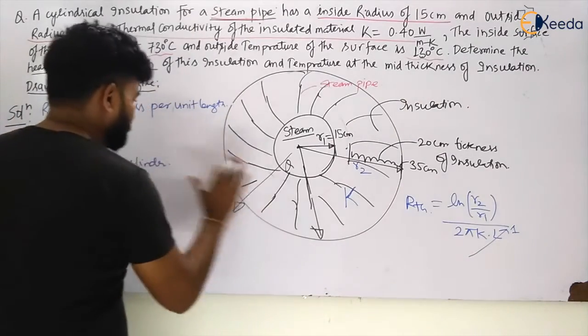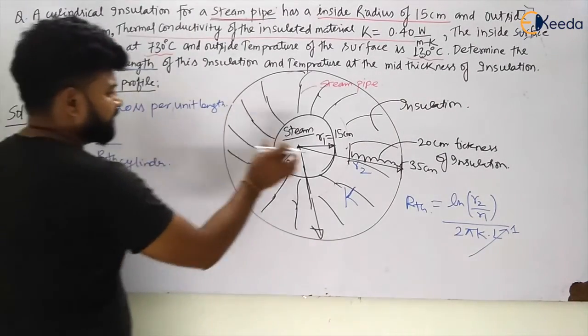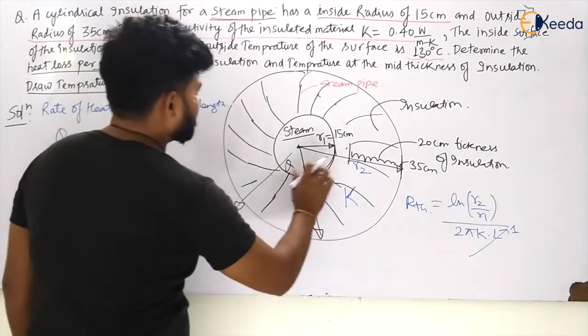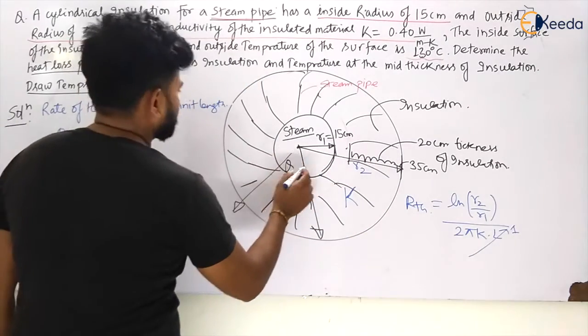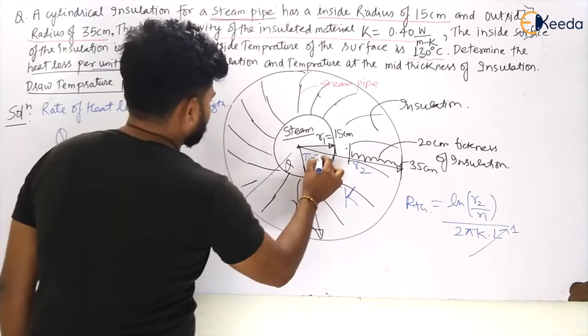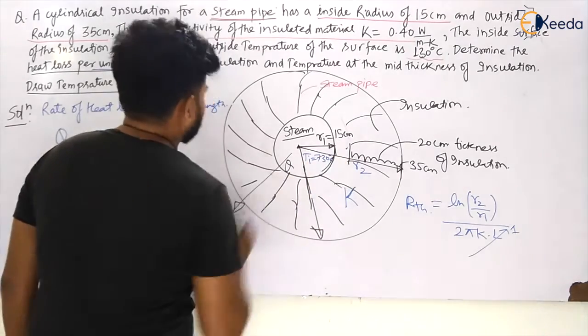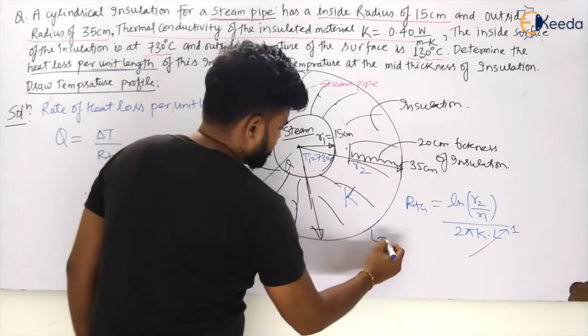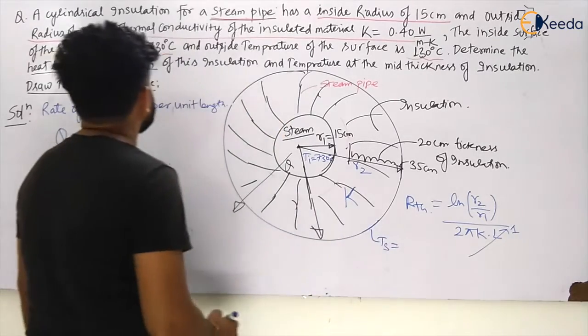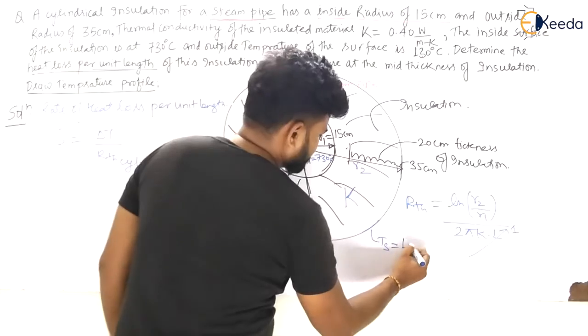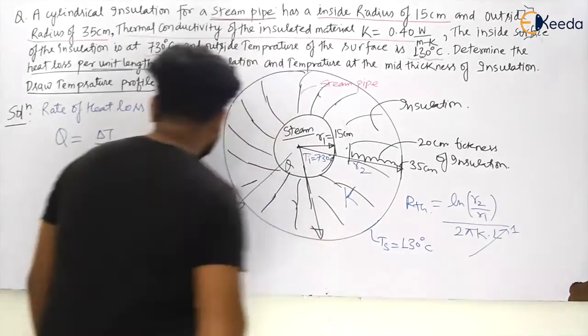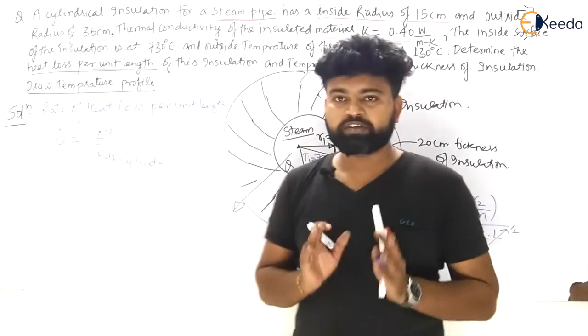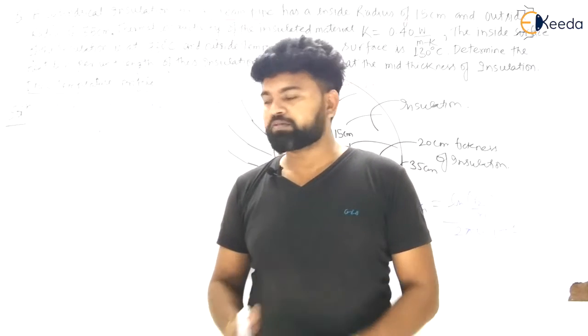So let us put all the values in this equation. The inside temperature and outside temperature have been given. What is the inside temperature? The inside temperature Ti of the steam is 730 degrees Celsius. And the outside temperature of this surface, Ts, is 130 degrees Celsius.